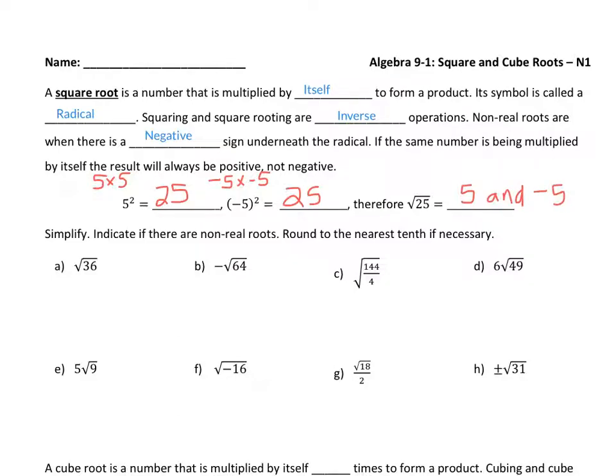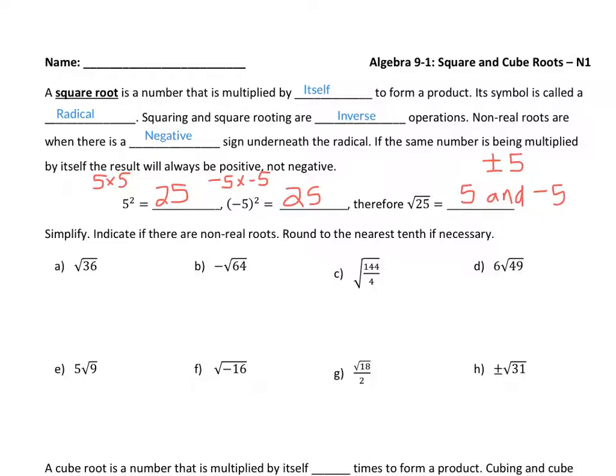You can write this as two different answers, or you can also write it using this notation, which really just means plus or minus 5. Simplify. Indicate if there are non-real roots, so if there's a negative under the radical. Round to the nearest tenth if necessary.